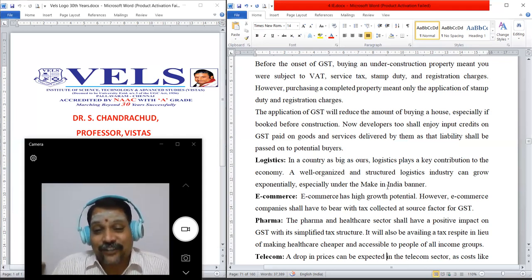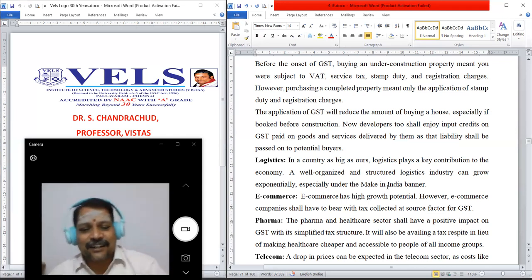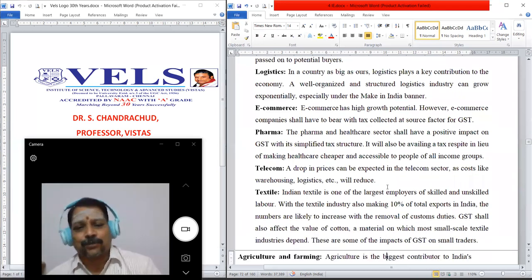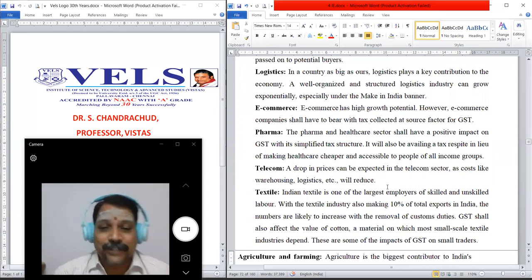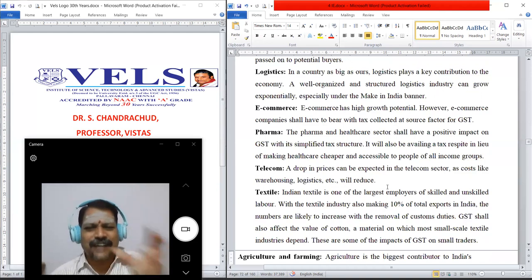The other field is pharma companies. The pharma and healthcare sector has also had a positive impact from GST and its simplified tax structure. It will also avail tax respite, in lieu of making healthcare cheaper and accessible to people of all income groups. Another field is the telecom industry. A drop in price can be expected in the telecom industry. The cost of warehousing, logistics, everything will be influenced because it has been reduced because of GST, a unified tax system.